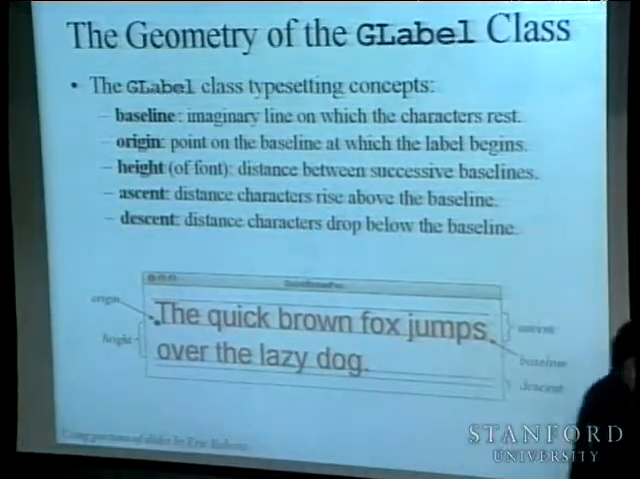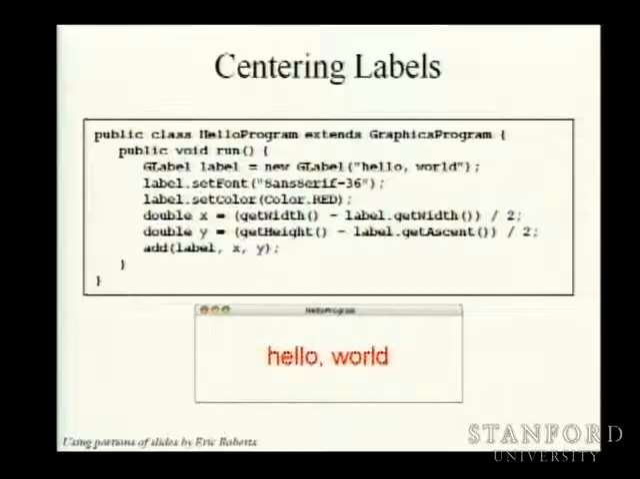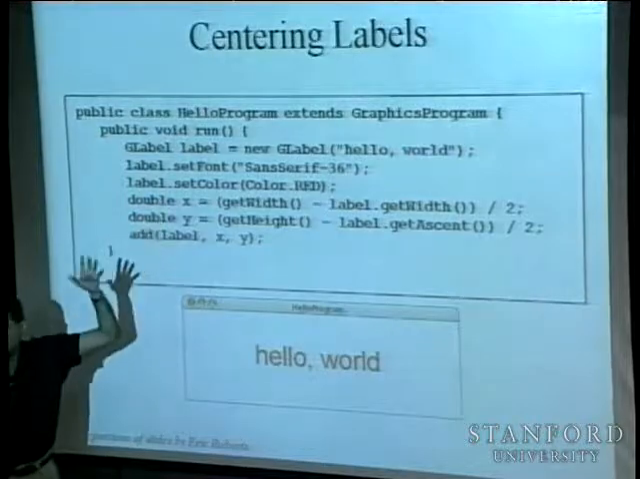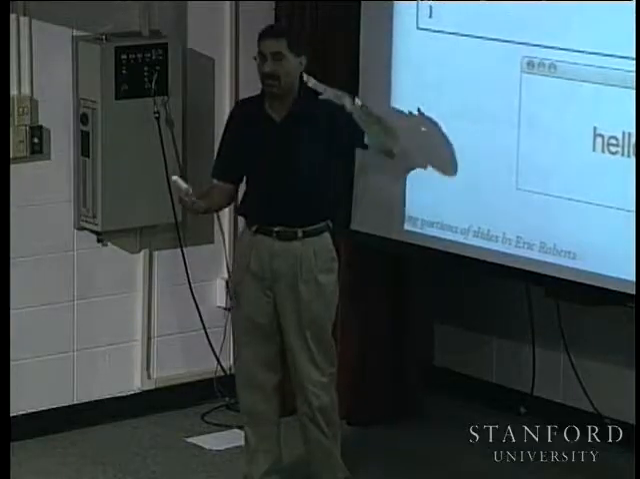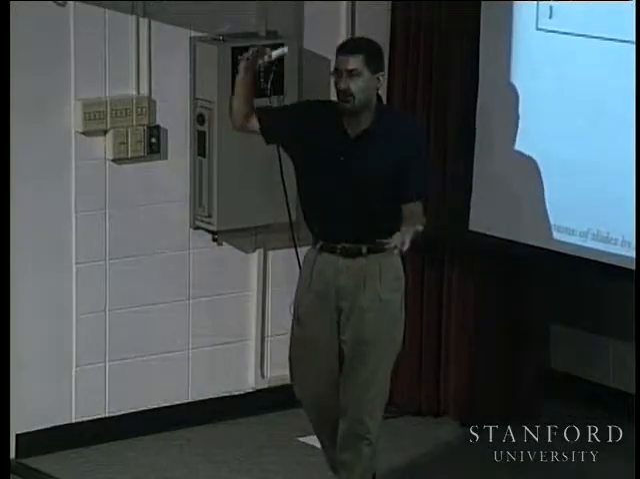So if you want to center something, here's an example of centering something. We again have our little text, hello world. We set it to be big, we set it to be red. Notice we haven't figured out where on the screen to put it yet, because we're going to compute that after we set the size of the font. So we know how big it is. Now we can ask this label, how big are you? How wide are you? How tall are you?